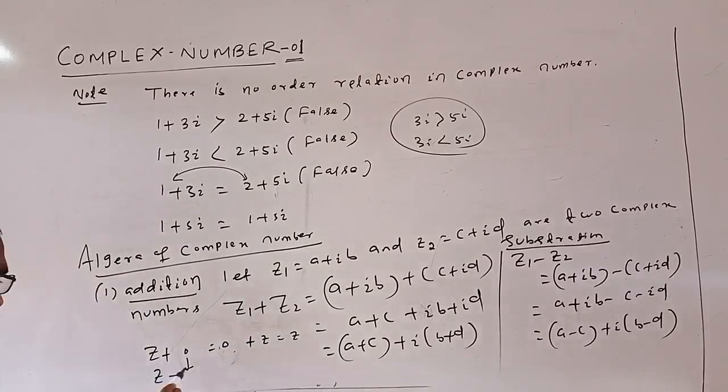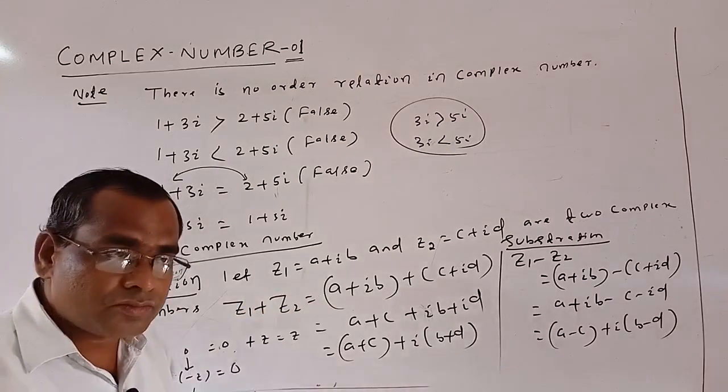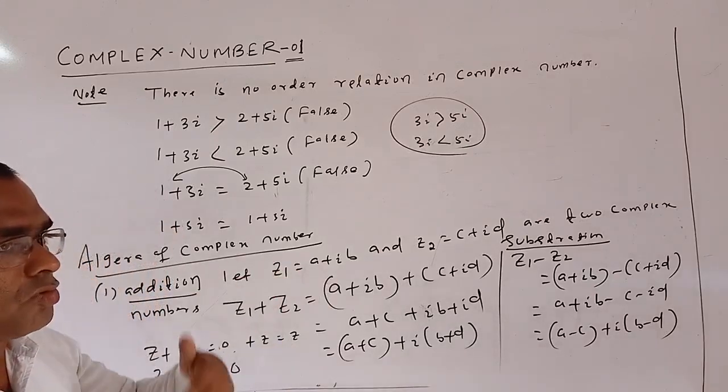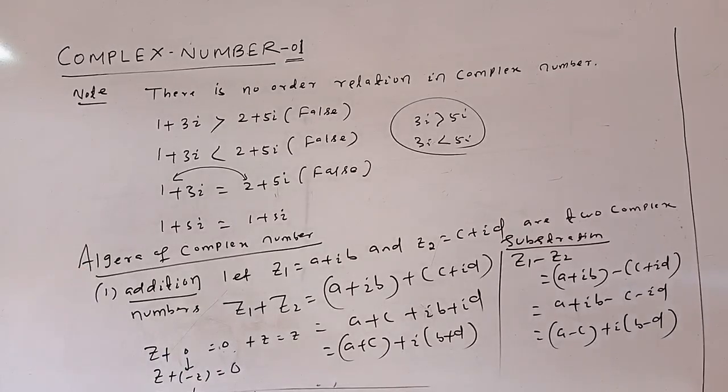z plus minus z equals 0. So minus z is the additive inverse of the complex number z. These are the properties of addition of complex numbers. Addition of two complex numbers is commutative. It is also associative for three complex numbers: z1 plus z2 plus z3 equals z1 plus z2 plus z3. 0 is the additive identity of a complex number. Minus z is the additive inverse of the complex number.